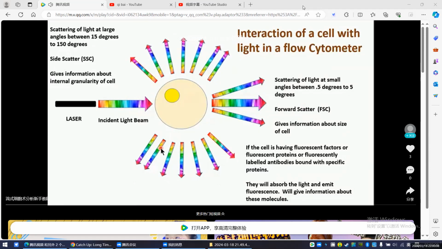So the flow cytometer works with only two basic principles. One, creating hydrodynamic pressure focusing, where we get a single cell at a time, and second, the single cell interacts with the laser or incident light beam in three different manners: FSC, SSC, and fluorescence.